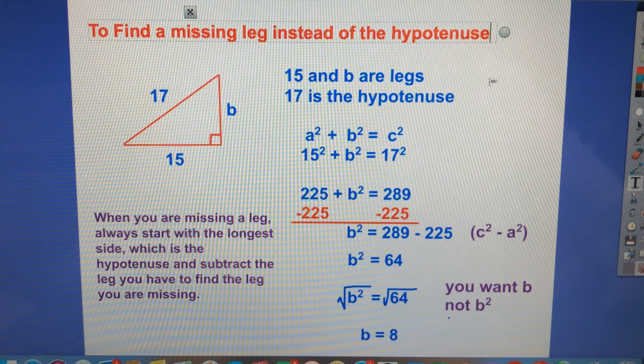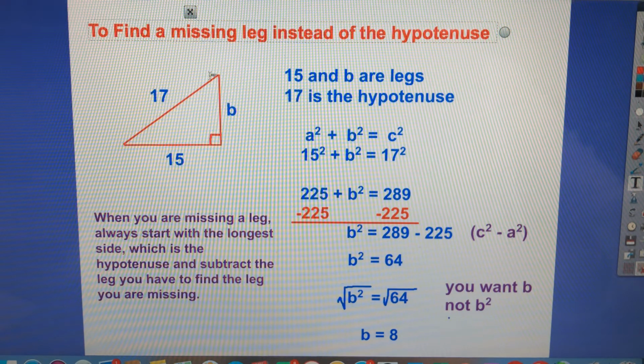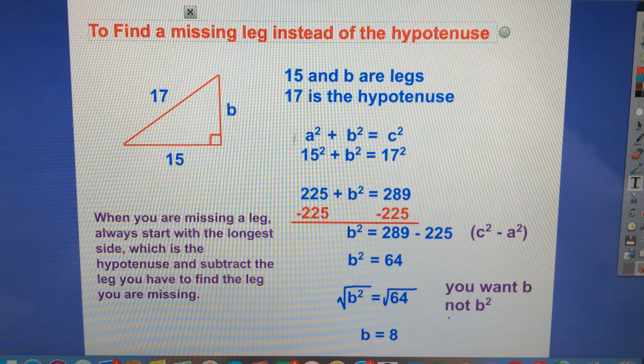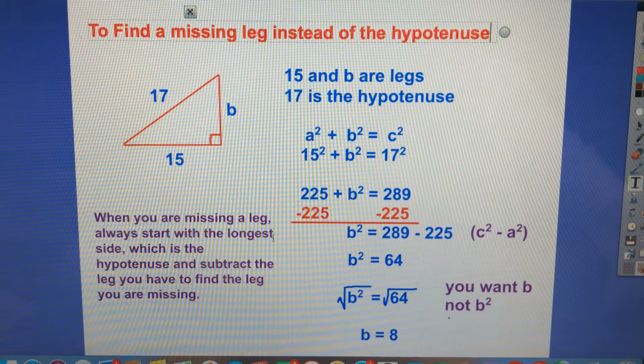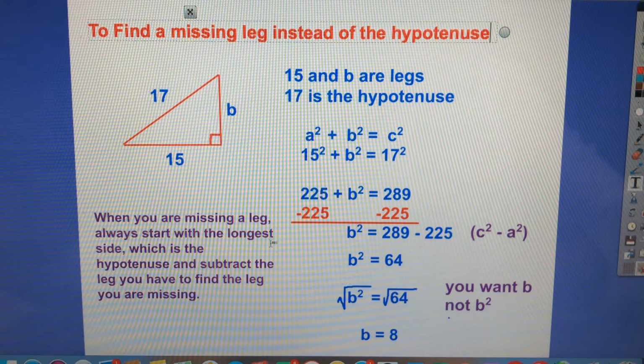Okay, I have here a right triangle. There is my right angle. My legs are 15 and b. My hypotenuse is 17. When you are missing a leg, you always start with the longest side, which is the hypotenuse, and you can subtract the leg you do have to find the leg you are missing.